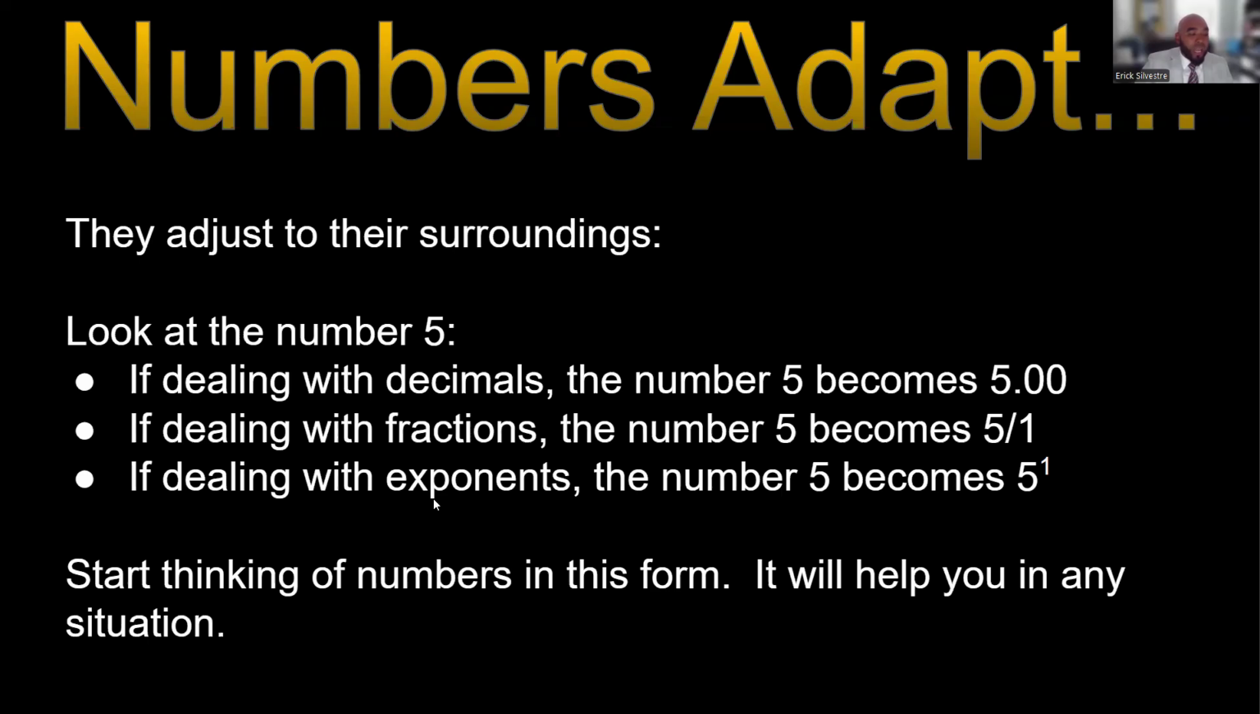And now if I'm dealing with exponents, the number 5 becomes 5 raised to the 1 power. In this case, 5 to the 1 still equals 5. But we have to make sure that numbers adapt. And we have to start thinking of this adaptation whenever we're dealing with different types of operations. Because again, numbers are able to adapt to whatever operations we are dealing with. It will help you in any situation that we deal with moving forward.